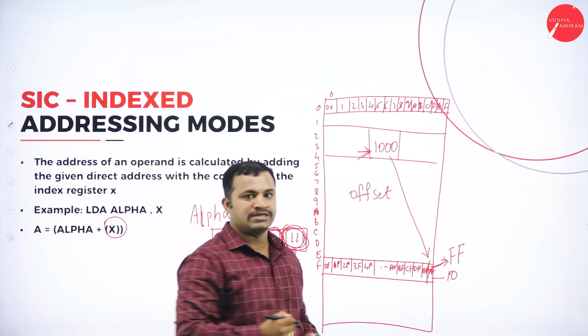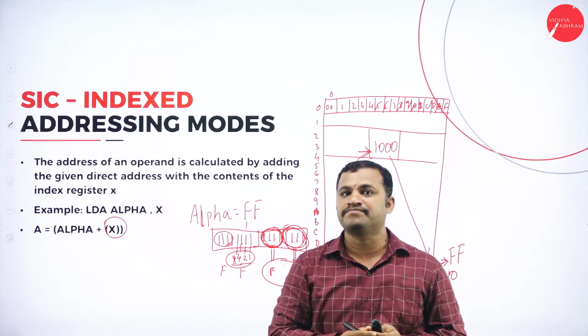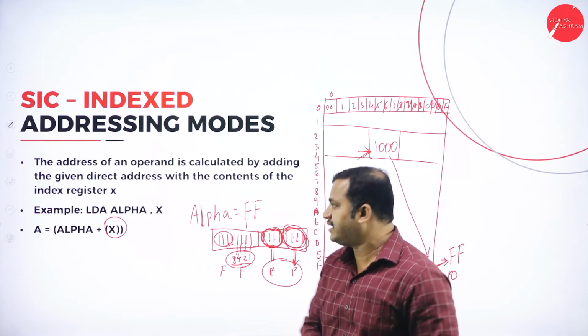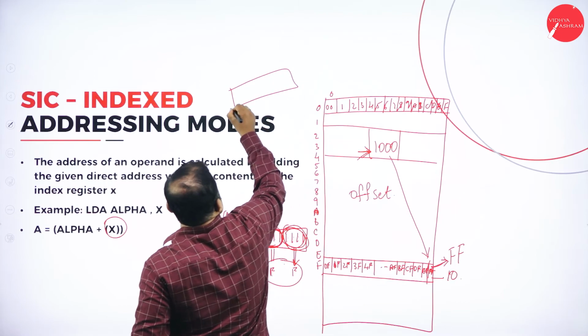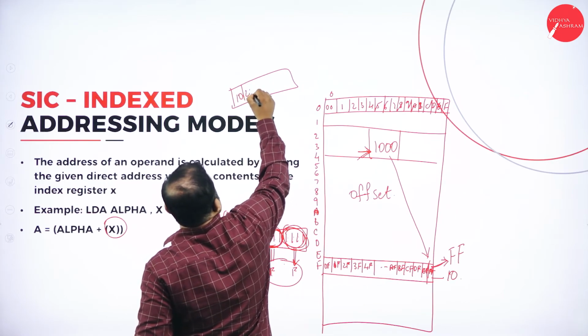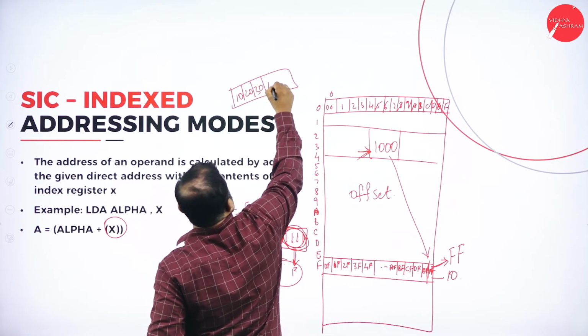But what about the indexing? As I told you, the indexing is referred by this. The same address, that is 10, 20, 30, 40, 50.